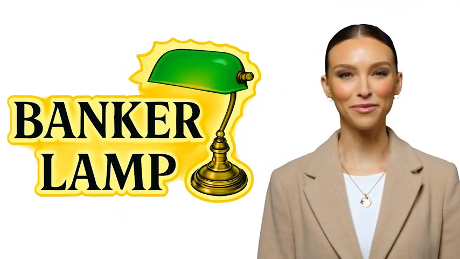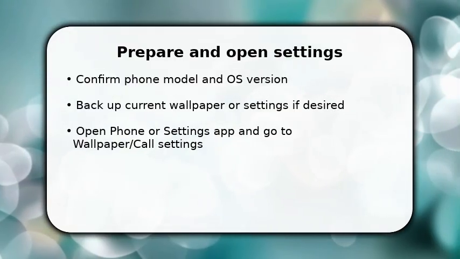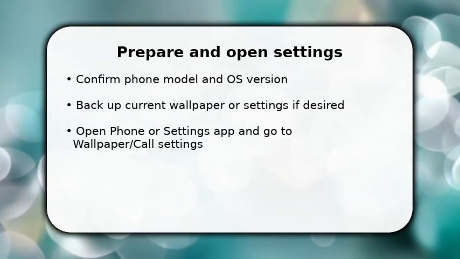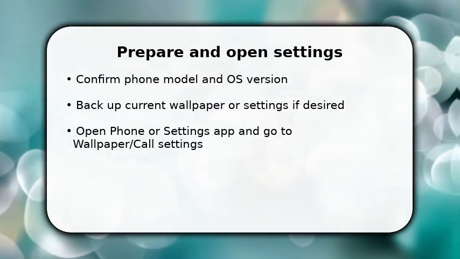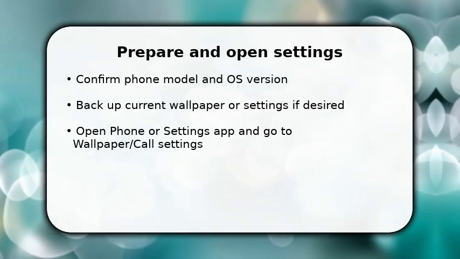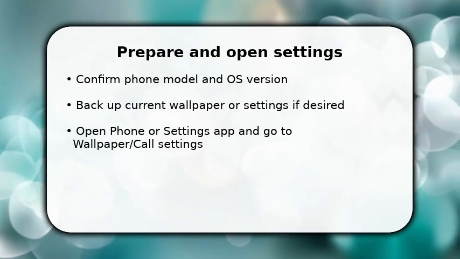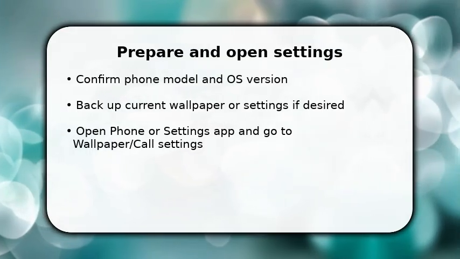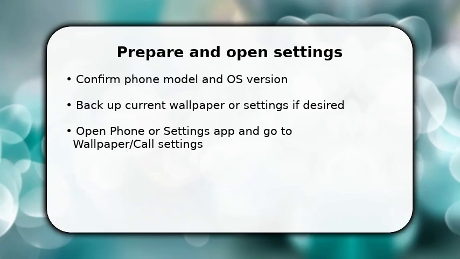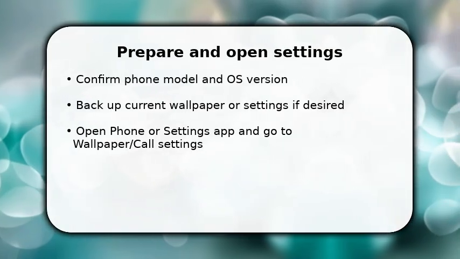Please enjoy the video. You start by confirming your phone model and OS so you pick the right menu. This avoids wasting time. Once confirmed, back up the current wallpaper or take a screenshot if you want to restore it later. Now open the phone or main settings app and navigate directly to wallpaper or call settings.